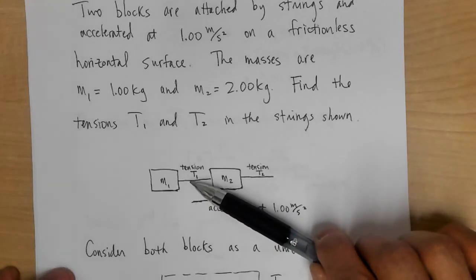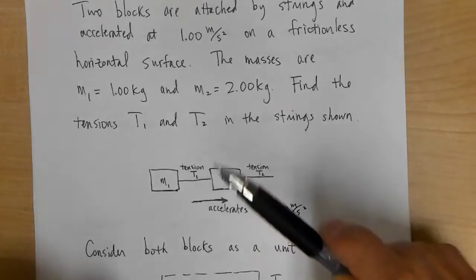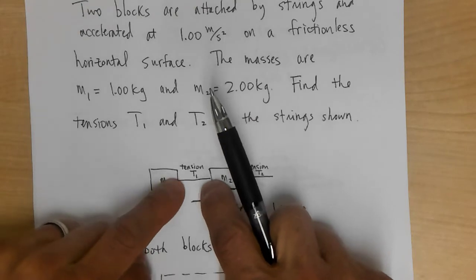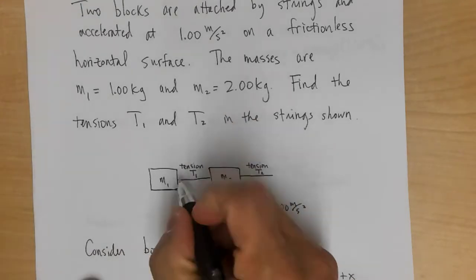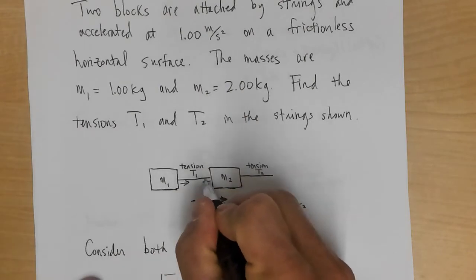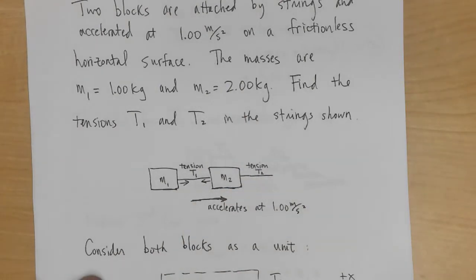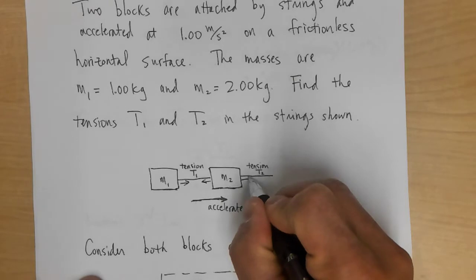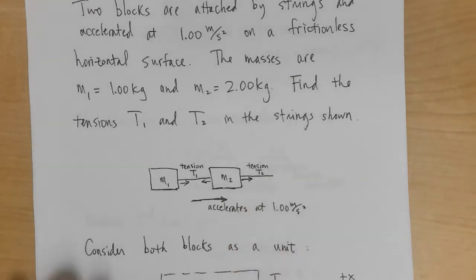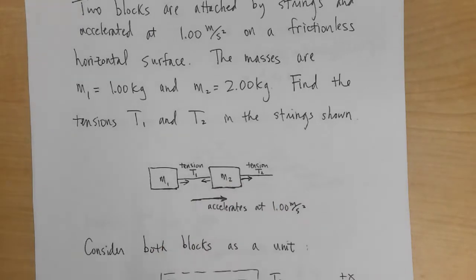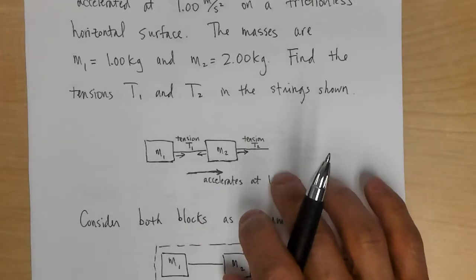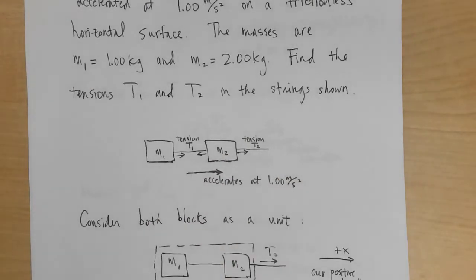We have a tension T1 here. For this string, remember, the tension pulls both sides of the string inwards towards each other. So there's a force pulling this way, T1. There's a force pulling this way with a magnitude T1. And then this is tension T2 that's pulling in this direction on M2. And you're told that both masses accelerate at 1 meter per second squared.